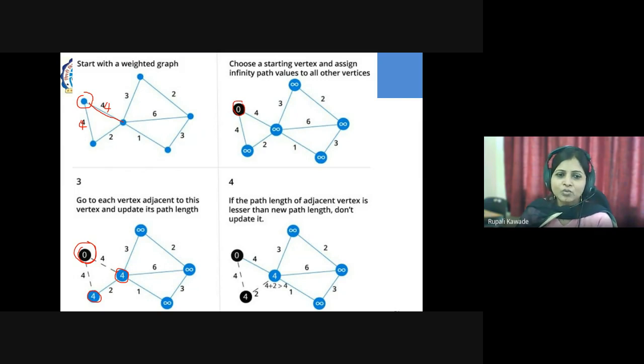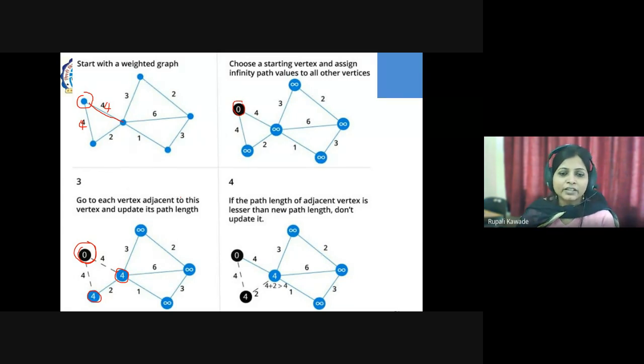Next, if the path length of the adjacent vertex is less than the new path length, then don't update it. Means, if in the next iteration we find that the distance of that particular node is greater than its previous one, then we don't have to update it. This we also did in the case of Prim's algorithm. If the new updated path length is more than the previous, we don't update it. If it is less than the previous, only then will you update it.